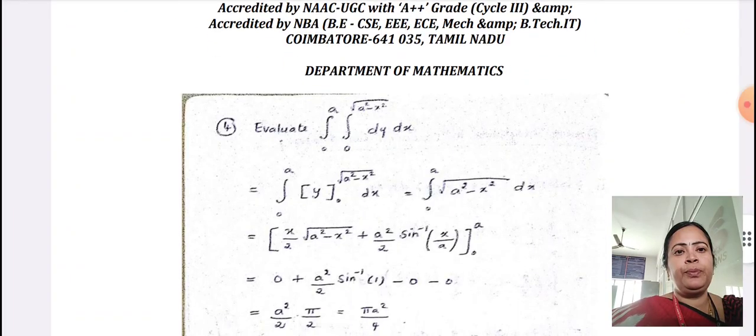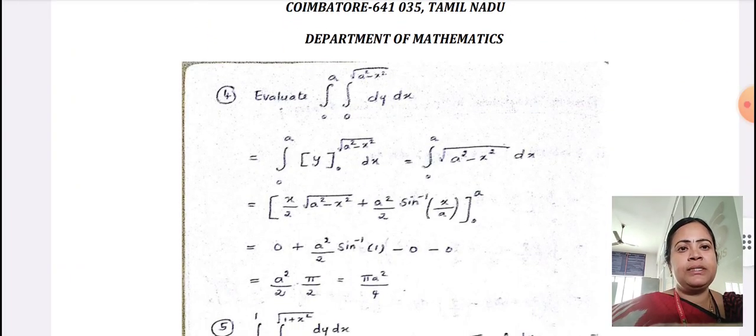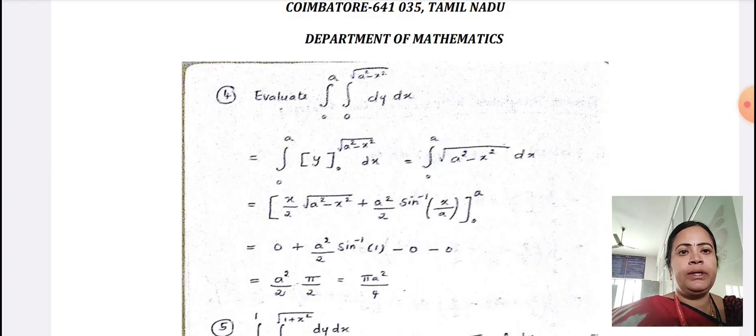Next one, fourth problem. Evaluate the integral from 0 to a, integral from 0 to root of a square minus x square, of dy dx. Since the inner limit is with respect to y, you have to integrate first with respect to y. When you integrate dy you get y between the limits 0 to root of a square minus x square, into dx. So the upper limit is root of a square minus x square minus the lower limit 0, into dx.